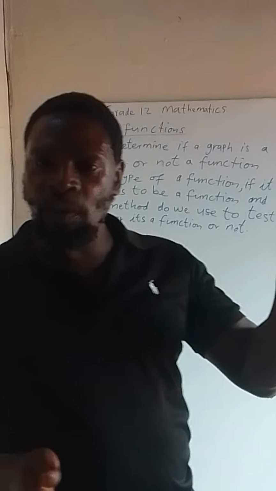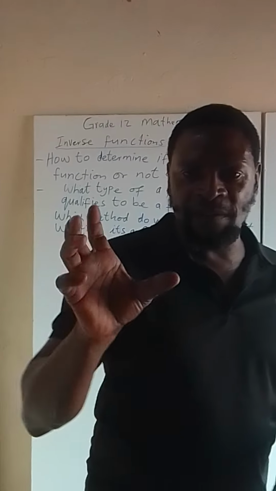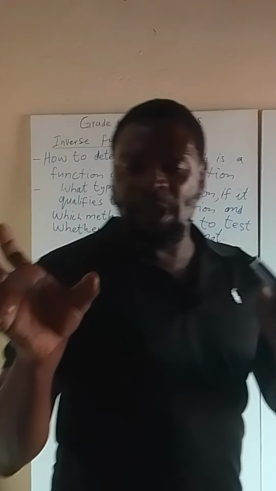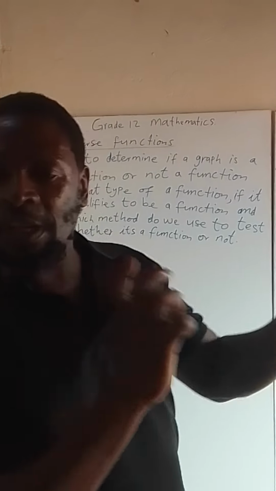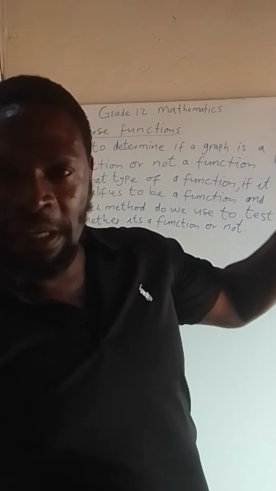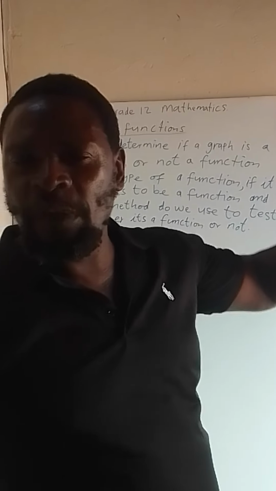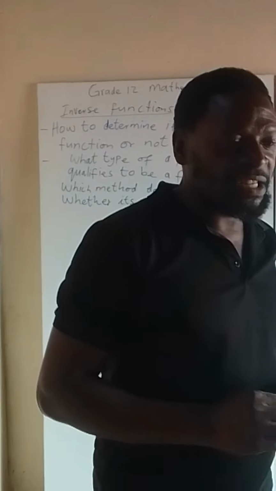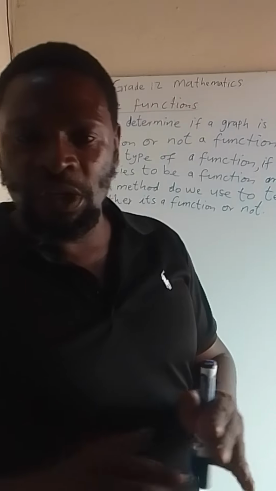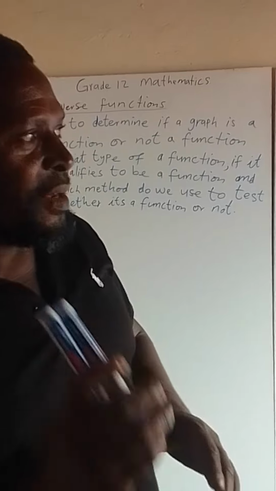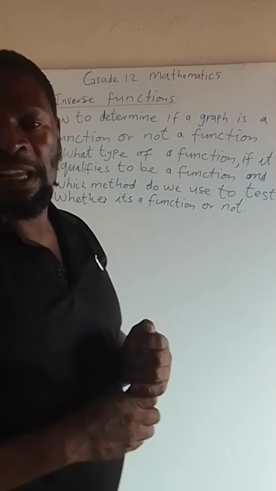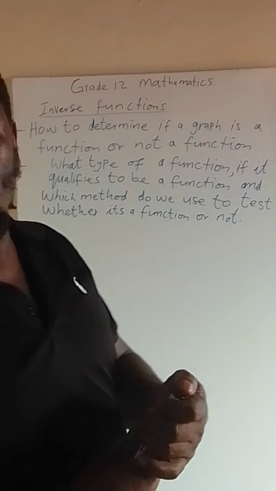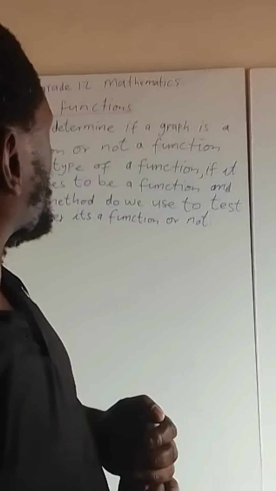In the previous video we were talking about how the function is mapped. It maps the elements of the domain and the elements of the range. Now we want to find out why we call something a function and why we call something not a function.